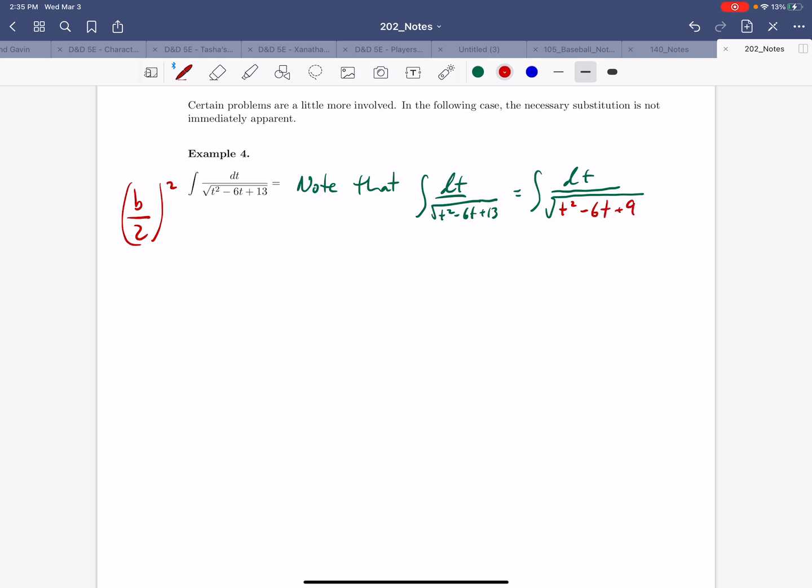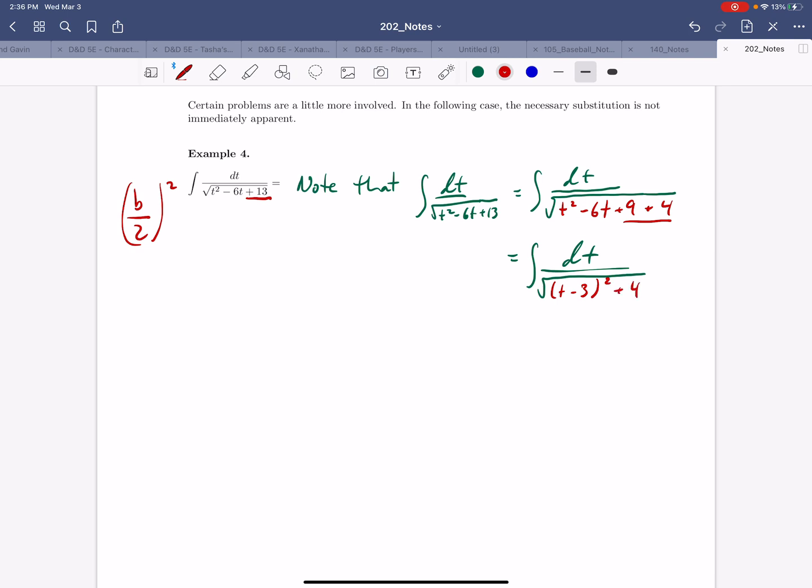-6 divided by 2 is -3, squared equals 9. So it's plus 9. And then we've got an extra plus 4, just because plus 13 broke down into plus 9 plus 4. Okay? Well, that's kind of nice because then we can rewrite it like this. t squared minus 6t plus 9 is actually just t minus 3 quantity squared.